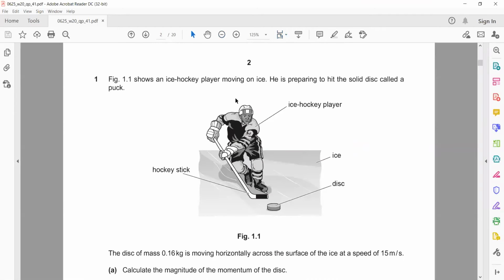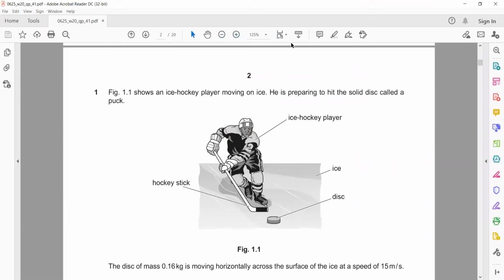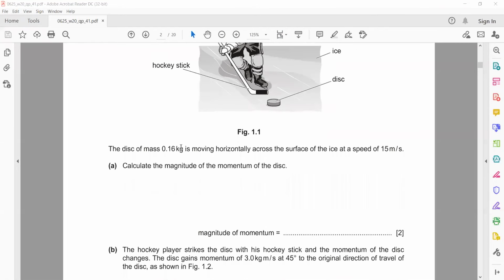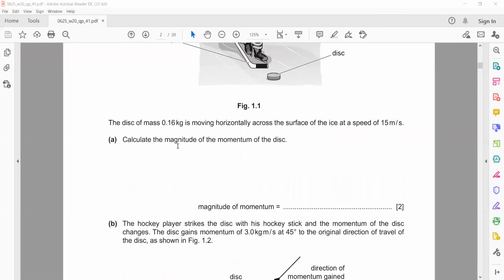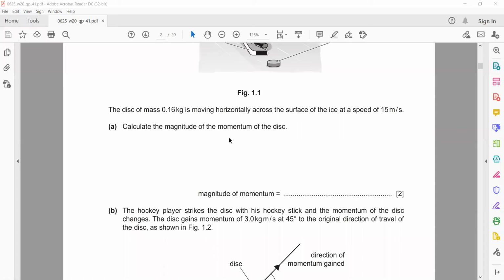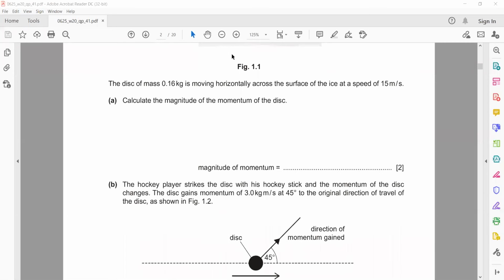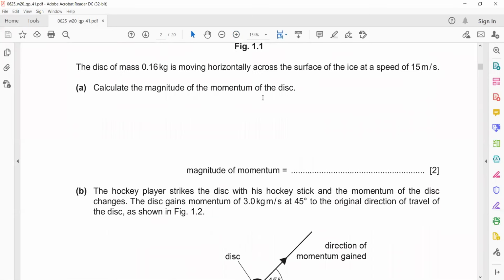In question 1, figure 1.1 shows an ice hockey player moving on ice. He's preparing to hit the solid disc called a puck. The disc of mass 0.16 kg is moving horizontally across the surface of the ice at a speed of 15 meters per second. Calculate the magnitude of momentum of the disc.